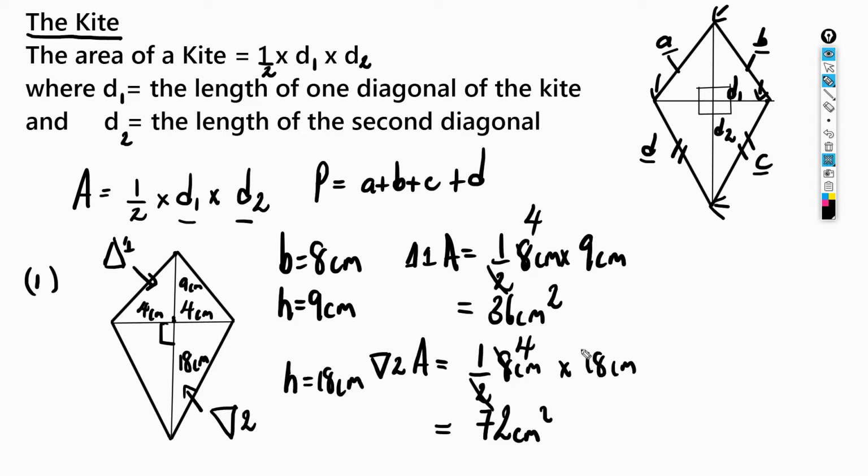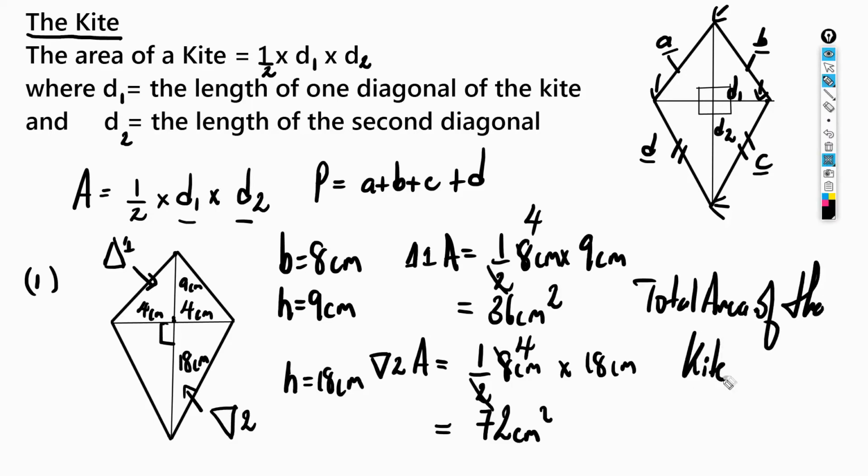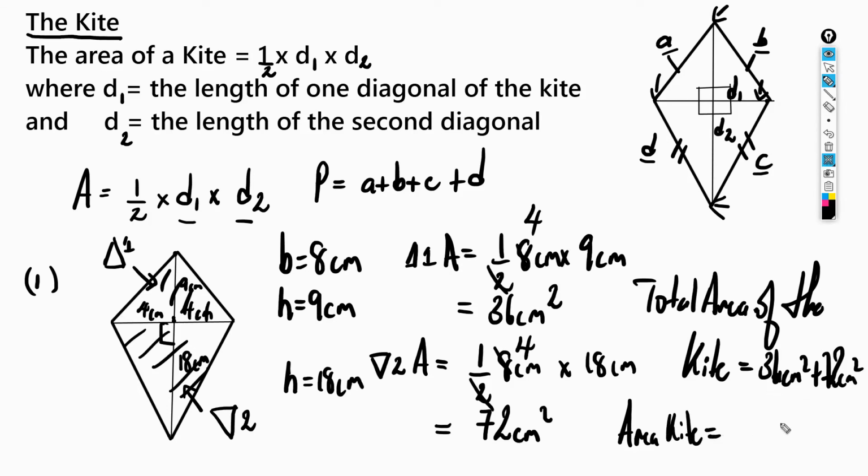So to find the total area of the kite, the total area is going to be equal to the 36 centimeters squared plus the 72 centimeters squared, because the area of triangle 1 and the area of triangle 2 would give us the total area for the kite. So the area for the kite is equal to 72 plus 36, which is 108 centimeters squared. And if we actually use the formula, we would end up with the same exact thing.